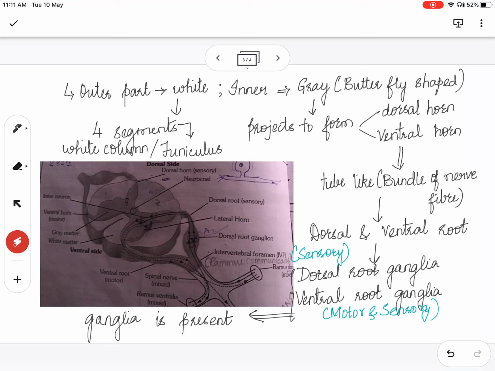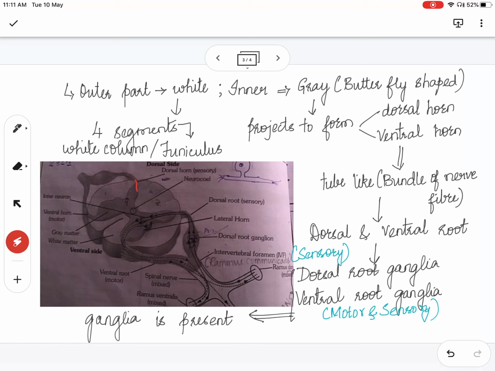Now these gray matters project to form what? Dorsal and ventral horn. So this forms the dorsal horn, this forms the ventral horn. Here you can see the extensions. So this is our gray matter, right? The butterfly one.